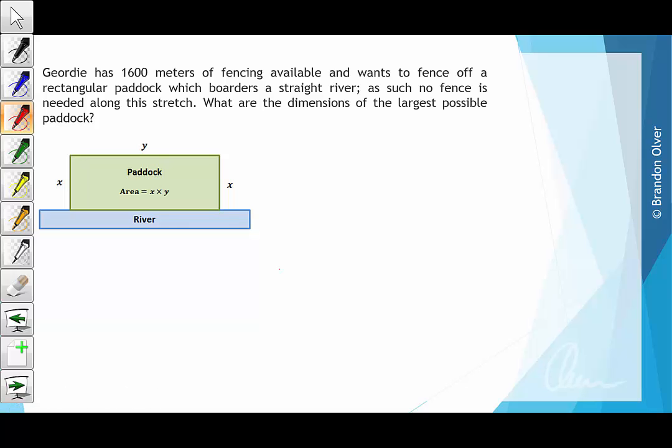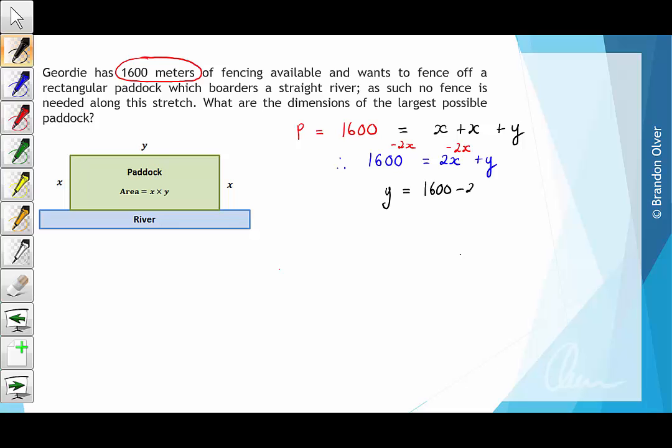Because we know that in total the perimeter of the three sides required to be fenced is 1600, the perimeter is 1600, which is equal to 2x plus y. So we only need one of the y's because the other one borders the river. If we get y by itself, we can subtract 2x from both sides of the equation, and we get y is equal to 1600 minus 2x.